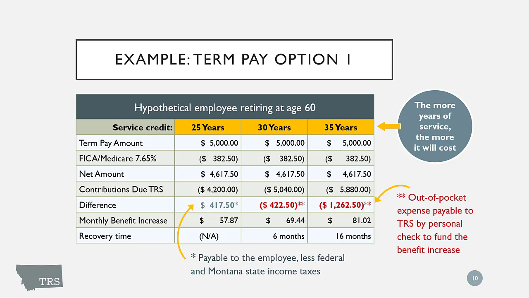In the third scenario, at 35 years, the contribution due to TRS is $5,880, leaving $1,262.50 as an out-of-pocket expense by the employee. However, we do expect the monthly increase to be $81.02, and they should be able to recover that in 16 months.